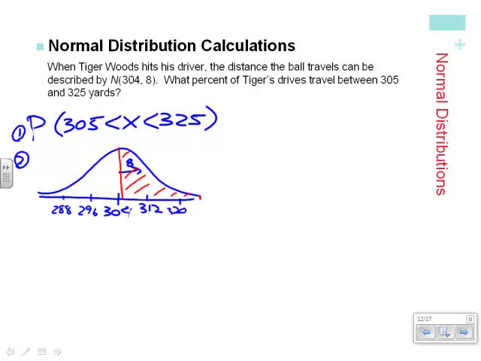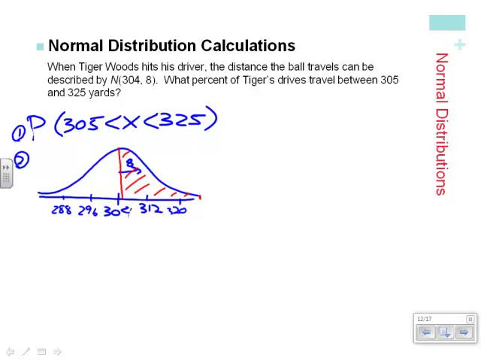Can you give me a rough guesstimate of what you think that probability is going to be? What proportion, what percentage? It's going to be a little less than 50, some less than 50. Something less than 50%. Okay. And we want to do that because when we get the answer, we want to say, does that answer make sense? Okay. All right.